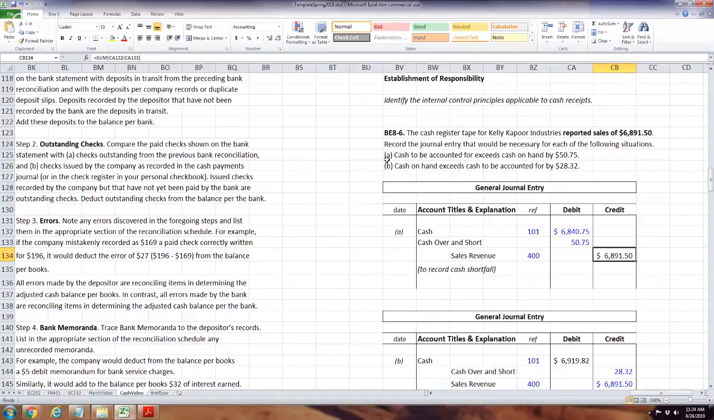Yeah, it says cash exceeds cash. So the electronic record is $50 more. The actual cash is $6,840, and you're short by $50.75. The electronic record is $6,891.50, and your physical count is $6,840.75. So you're $50.75 short. Okay, no good. All right, so we don't like that. So that's a shortfall, is what that is.